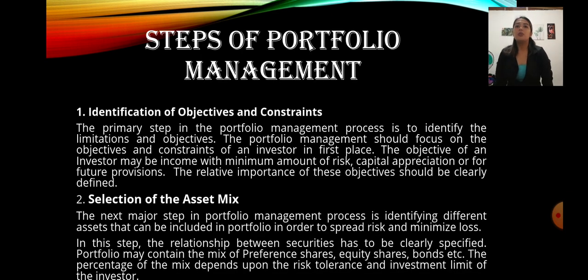So moving forward to the steps of portfolio management. This one has 7 steps. The first one is identification of objectives and constraints. It is the primary step in the portfolio management process to identify the limitations and objectives. Portfolio management should focus on the objectives and constraints of an investor in the first place. The objective of an investor may be income with a minimum amount of risk, capital appreciation, or future provision. The relative importance of these objectives should be clearly defined.